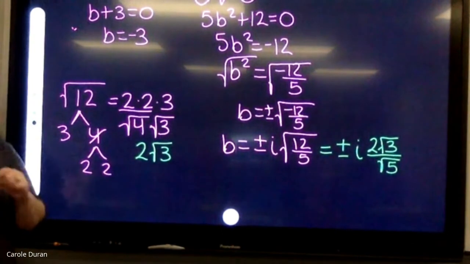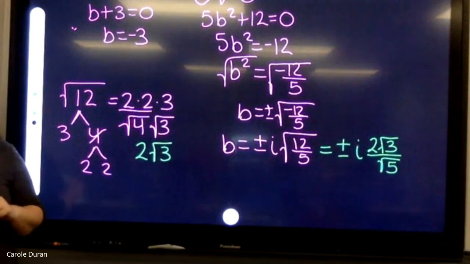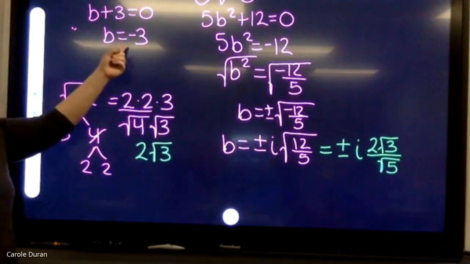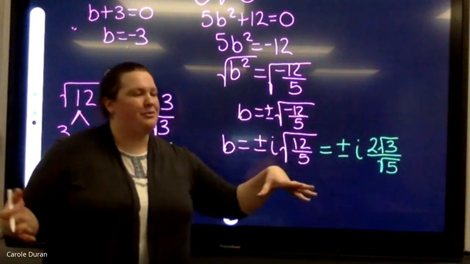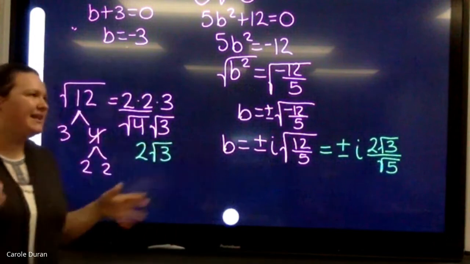How many zeros did I expect to have? 3. How many did I find? 3. I have 1 here, and I have 2 here. So then I would write all 3 of them in nice, pretty curly brackets, and then I would be finished.